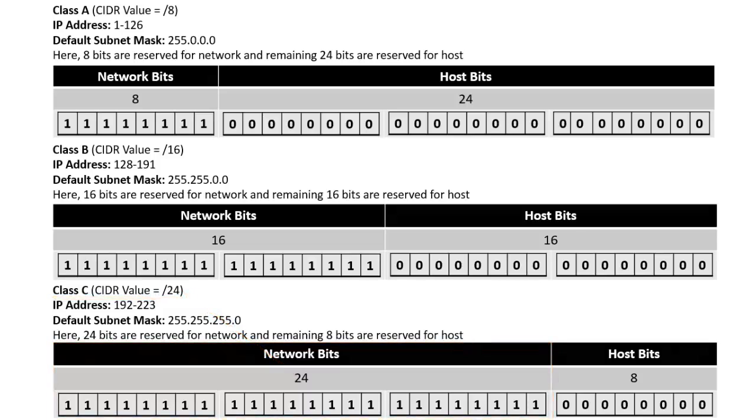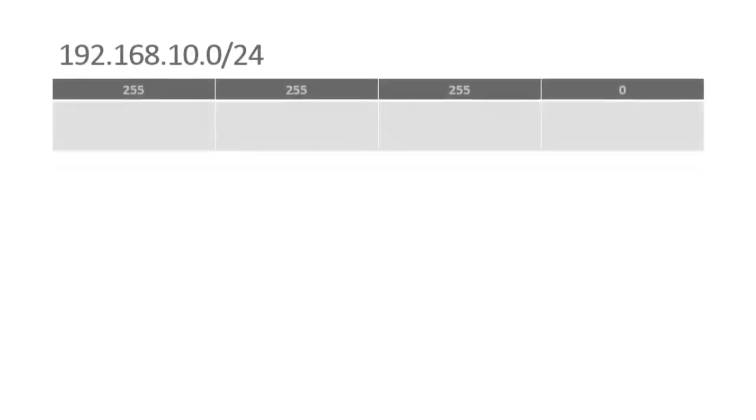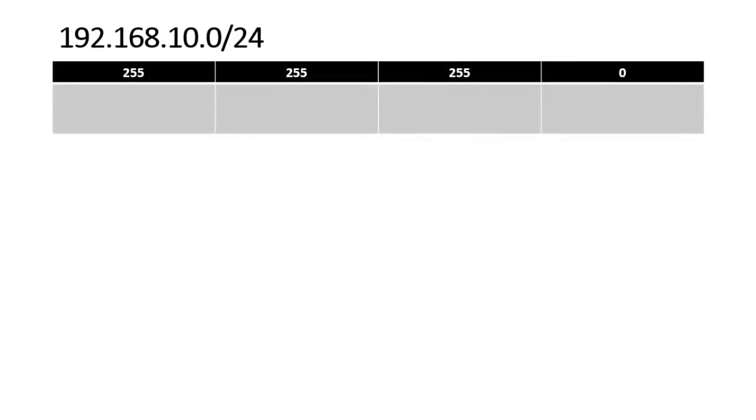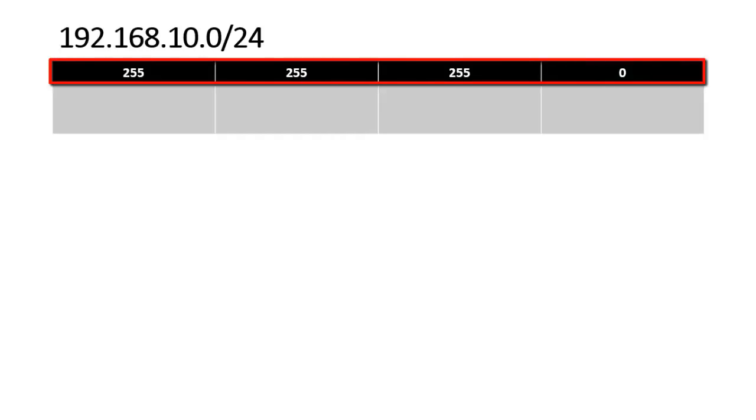Now let's take an example so that I can clear the concept for you. As you can see, it's mentioned here 192.168.10.0 with the CIDR value 24. As we know, it is a class C IP address because the IP address starts from 192 and its default subnet mask is 255.255.255.0. Now the question is, where does this subnet mask come from?